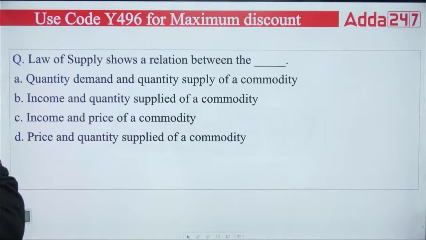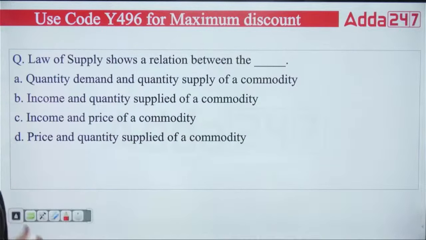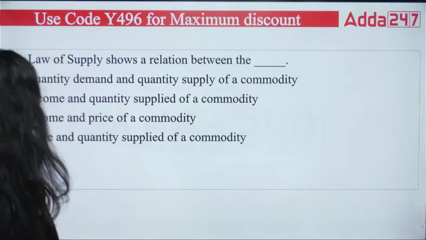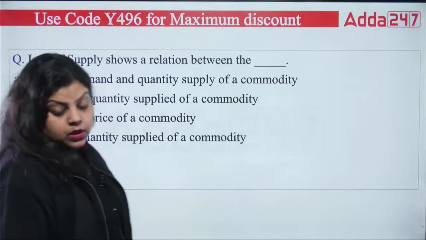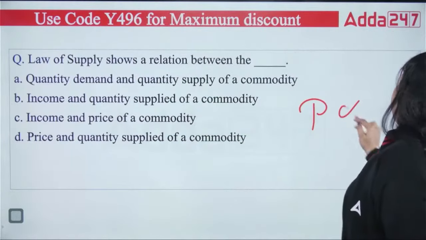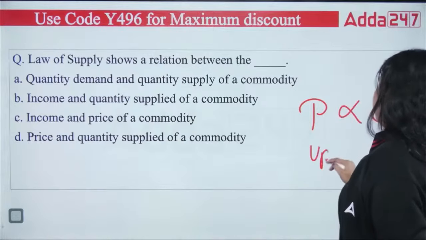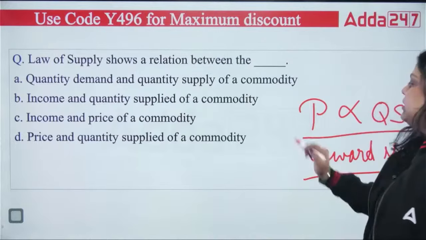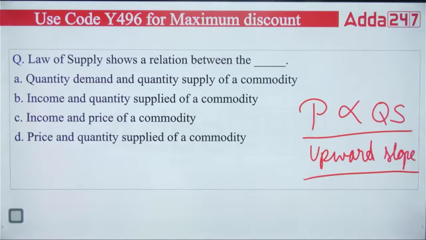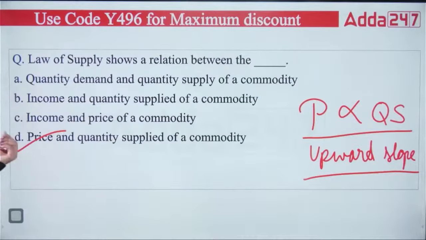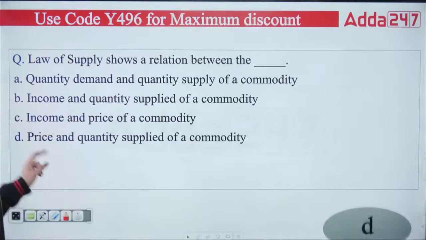Now the next question we have is on the law of supply, and it is asking the law of supply shows a relationship between the dash. First, quantity demanded and quantity supplied; second, income and quantity supplied; third is saying income and price; and fourth is saying price and quantity supplied. So I have told you the law of supply has a direct relation. It is represented as a direct relation between price and quantity supplied, and it has an upward slope. Price and quantity supplied we are talking about. So the right answer will be option D, that the price and quantity supplied is the relation shown by the law of supply. So the right answer we have is D.